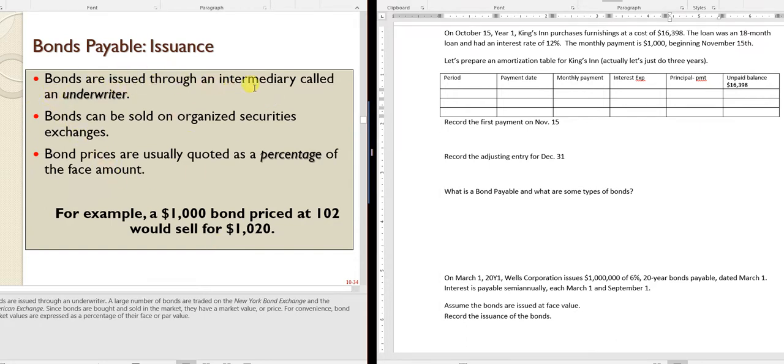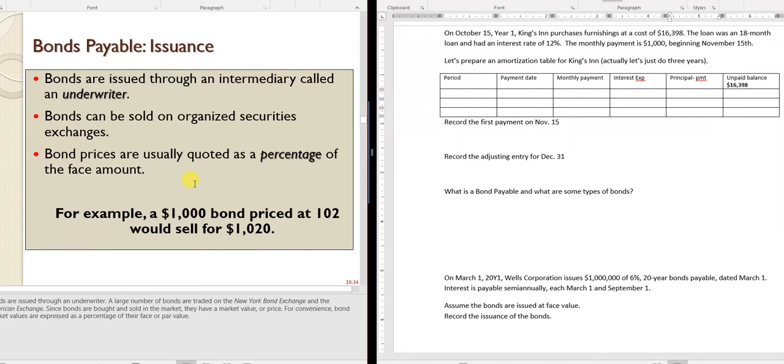The bonds are issued, and the intermediary is the underwriter, so they're kind of combined together, pieces of paper printed, et cetera, et cetera. So you could probably guess there's got to be a lot of organization around a $4 million bond issue, which indicates they're going to lend money out at $1,000 increments. Okay, so bond prices are usually quoted as a percentage of face amount.